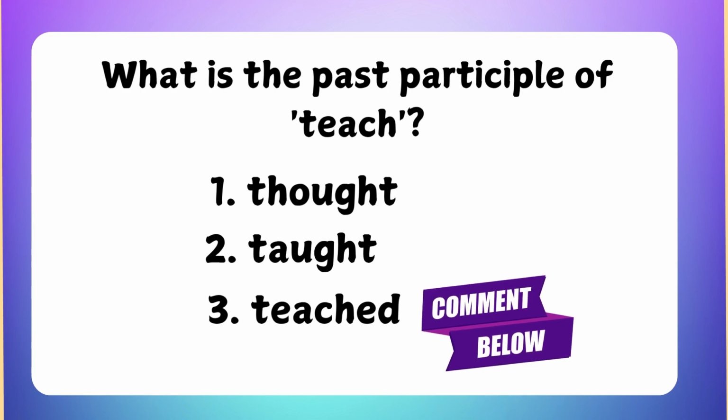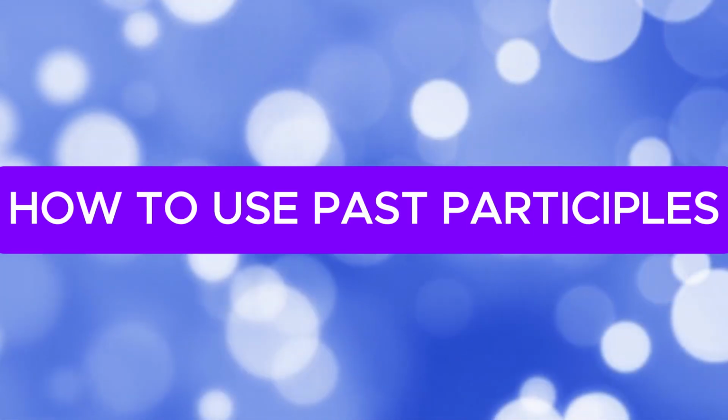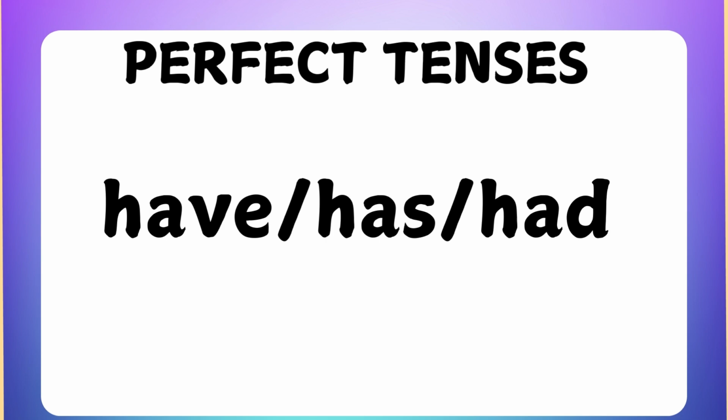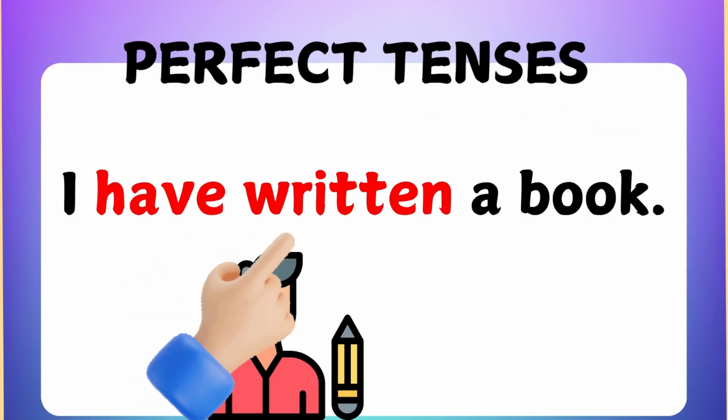How do we use past participles in sentences? One way is with perfect tenses, and with perfect tenses we use the verbs have, has, or had. Example, I have written a book. This is a perfect tense. The past participle is written.